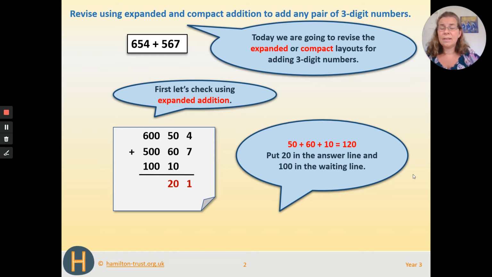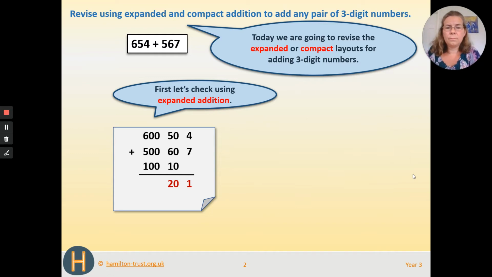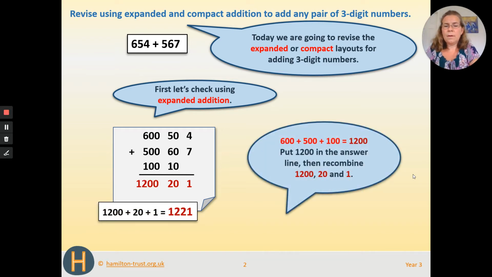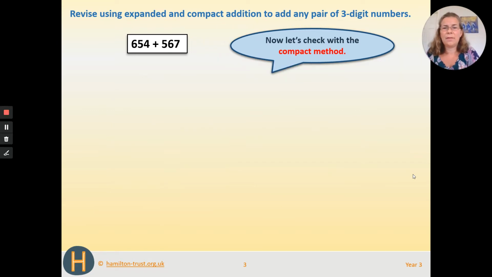Now we're going to add 600, add 500, add 100. 500 add 100 is 600. Double 600 is 1,200. Put 1,200 in the answer line. Now recombine those numbers back together, 1,200, 20, and 1, to become 1,221. Now let's check this with a compact method.